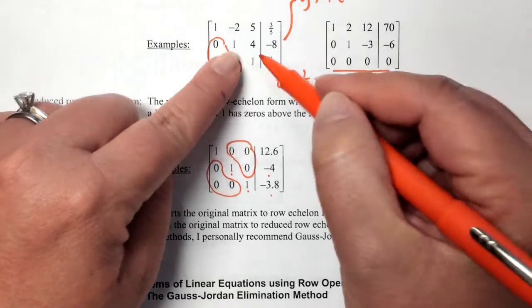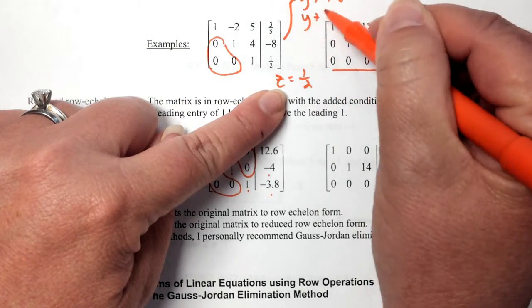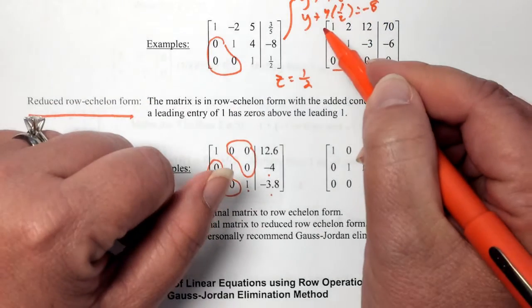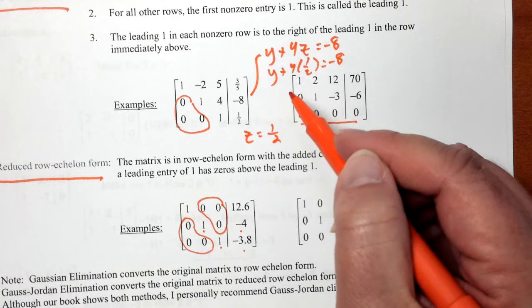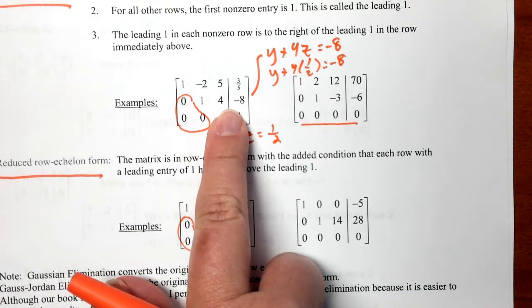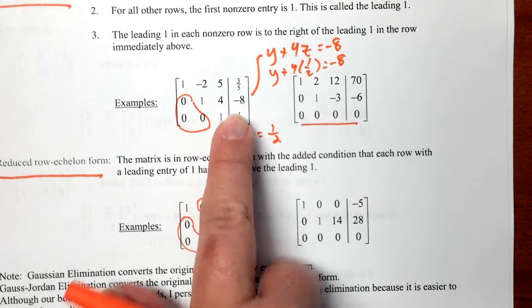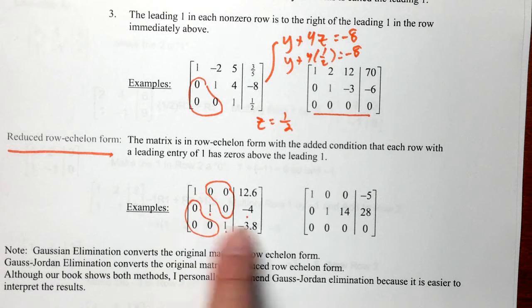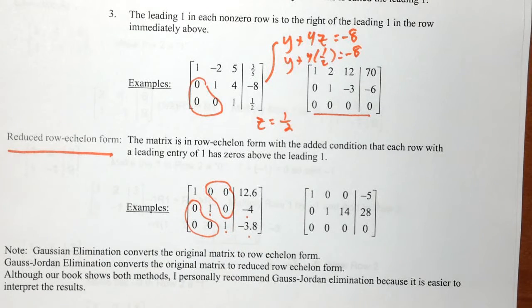Now we know z is 1/2, so you could say, okay, well, y plus 4 times 1/2 equals negative 8, and you can figure out what y is worth. But it takes a little bit more work because you have to do some more substitution. So there's nothing wrong with row echelon form using Gaussian elimination, but I prefer to use the Gauss-Jordan and get all my zeros so I can just read directly what the values are for x, y, z.